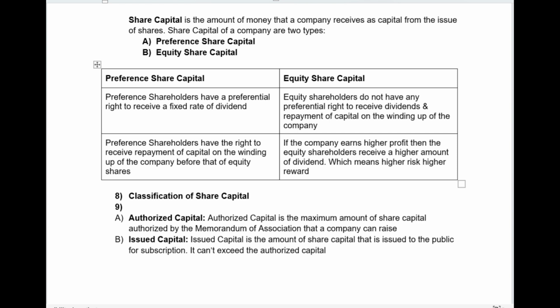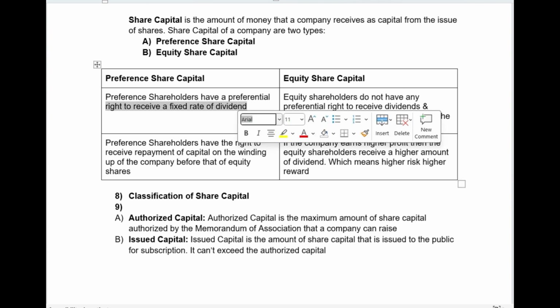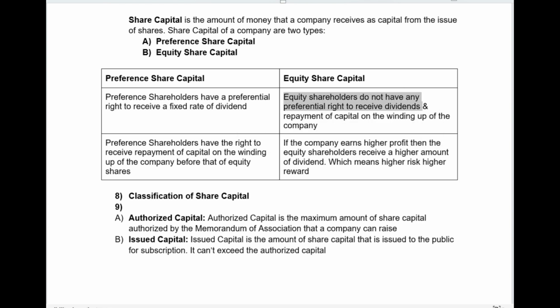So now let us understand the two key differences between the preference share capital and the equity share capital. Number one, preference shareholders have preferential right to receive a fixed rate of dividend. Equity shareholders do not have any preferential right to receive dividend and repayment of capital at the winding up of the company. Number two, preference shareholders have the right to receive repayment of capital on the winding up of the company before the equity shareholders. If the company earns higher profit, then the equity shareholders receive a higher amount of dividend, as I told earlier, which means higher the risk, the higher the reward.